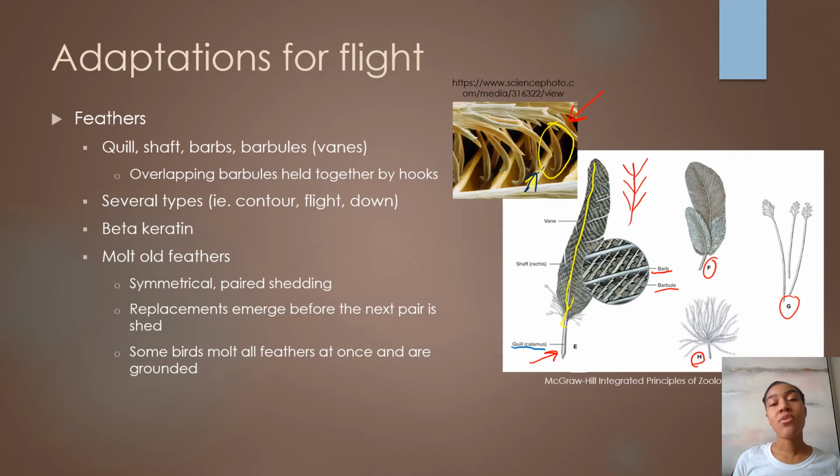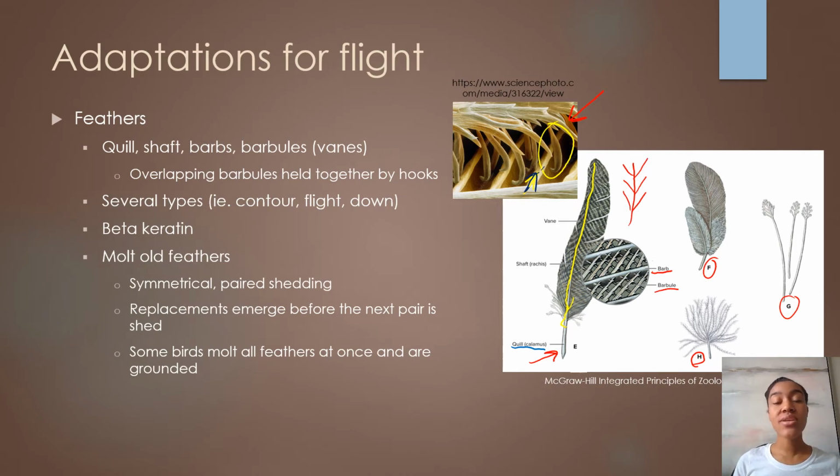And as I mentioned before, feathers are homologous to the scales of non-avian reptiles. And so they also contain beta carotene. And just as a reminder, beta carotene is a unique feature of reptiles, both avian and non-avian. Mammals, we also have keratinized skin, but we don't have beta carotene. We make alpha carotene instead.